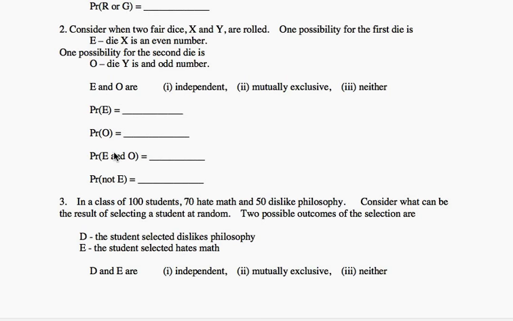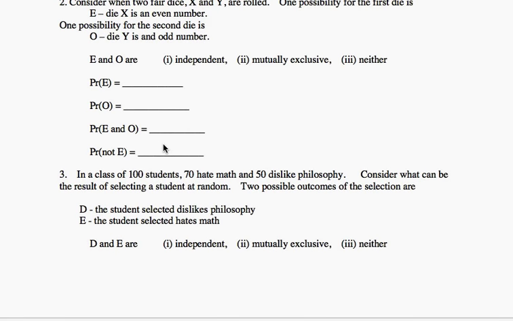And the answer is pretty much no. So this is probability of E times the probability of O. You can multiply because they're independent events. And that's going to be what you have up here. And then not E will be just the opposite of what you got for this one right here. Okay, the last one, 3.